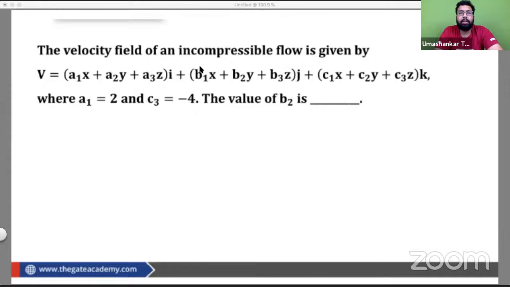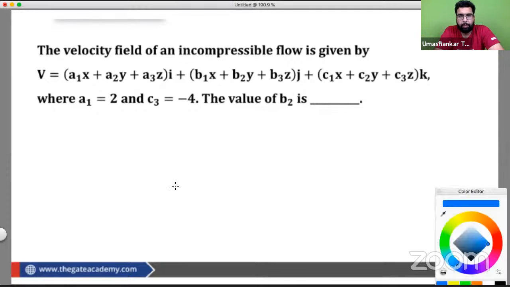The velocity field of an incompressible flow is given by this equation, and you have to find the value of B2, whereas A1 and C3 are given to you. Okay, so the A1 value, Madhusudan has answered 2. Very good, beta. So how can we do it? This is what they are saying.